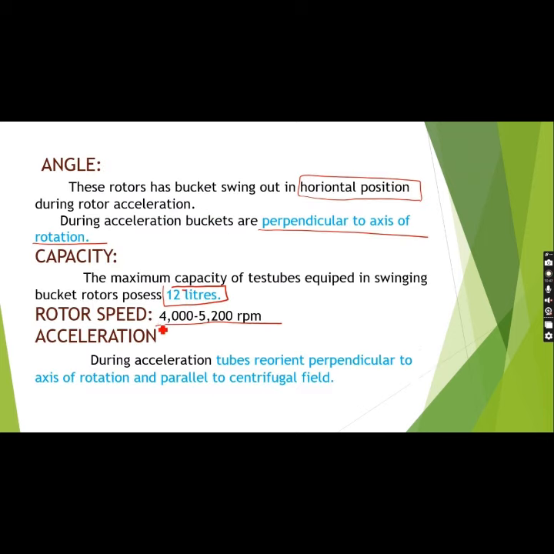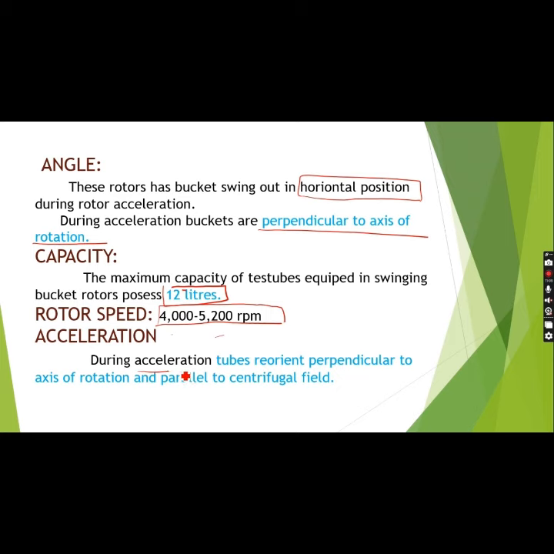So this 4000 to 5200 RPM is very important, which means the revolutions occur 4000 to 5000 times per minute, which is much lesser than both, which means it is going to have a decreased time. Within a few seconds it undergoes sedimentation.